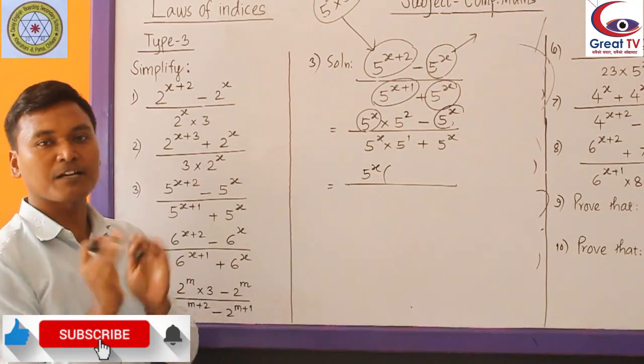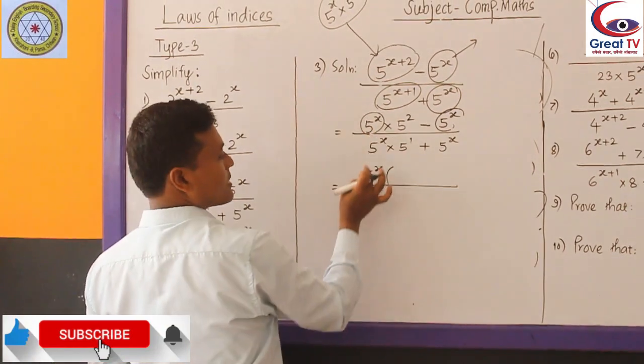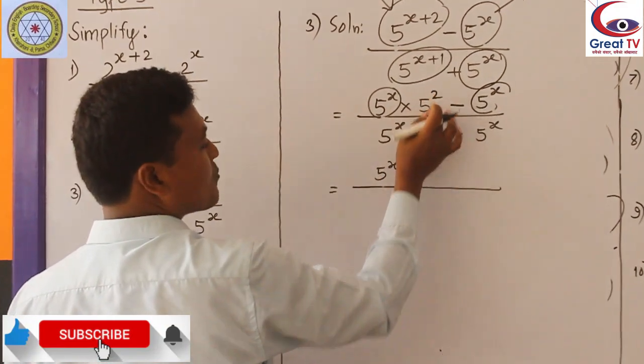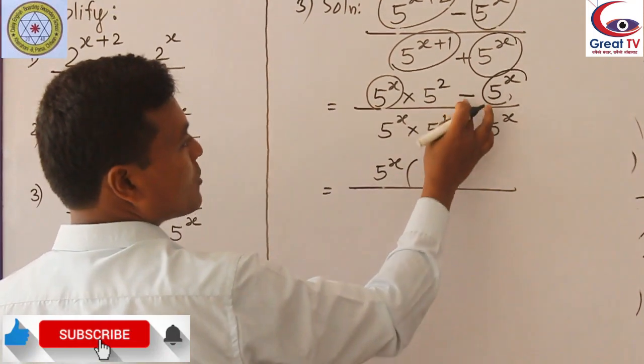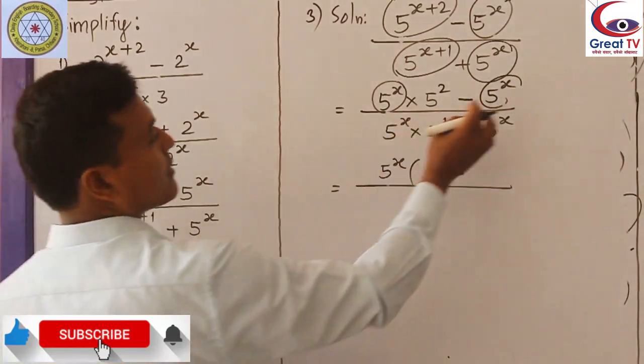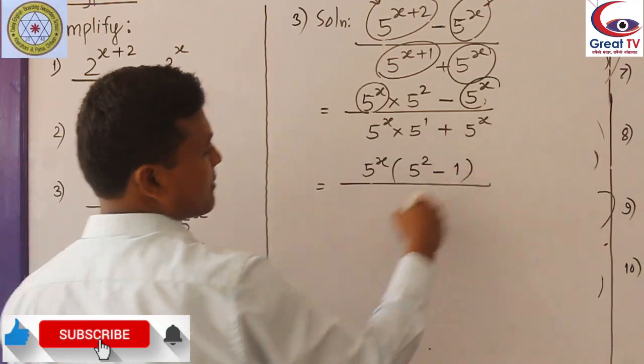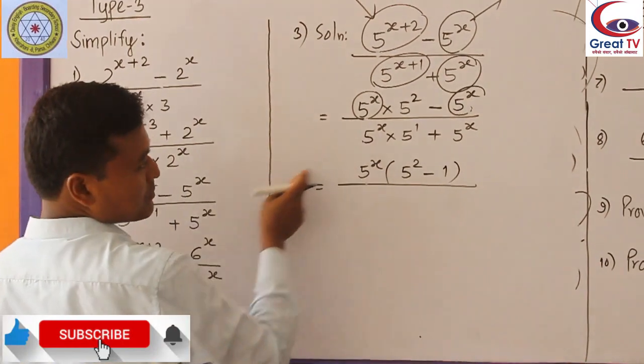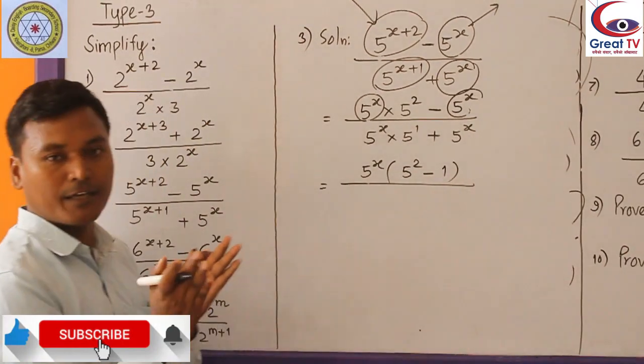Now let us write the remaining factor, be careful. This is taken common, times 5 squared remaining. Turn off the minus sign. Yeah, nothing remaining, we write 1. Again, the answer is 5 to the power x, 5 to the power x. Again, common factor.